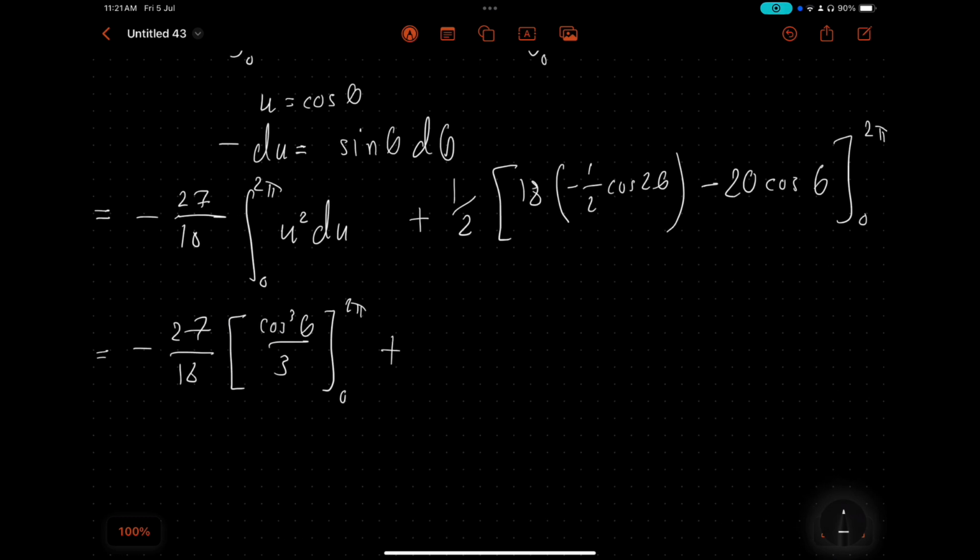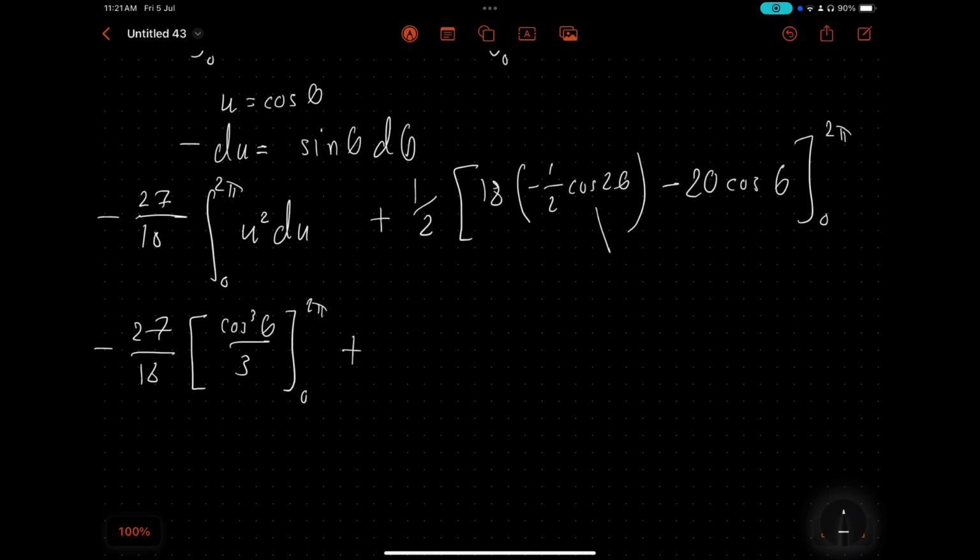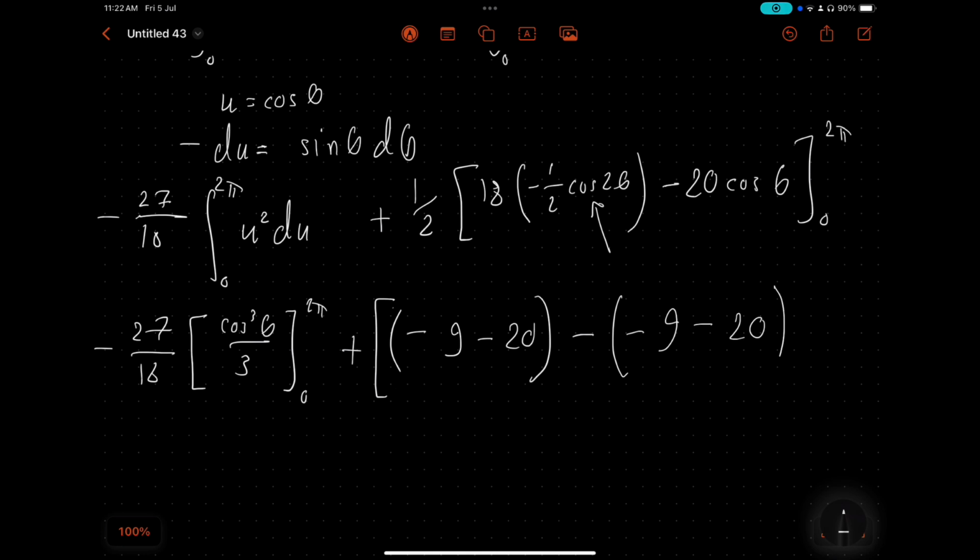Now for this, let's try to evaluate. At 2π, this is going to be 1. So we have 18, so minus 18 over 2, which is 9. So minus 9, and this is going to be minus 20. Then at 0 we also have minus 9, since cos 2θ at 0 is just 1, and minus 20. So this whole thing is going to be 0.